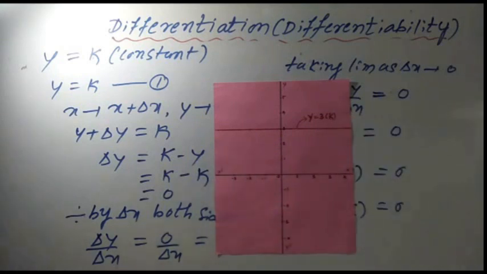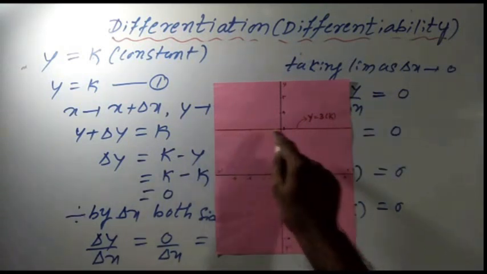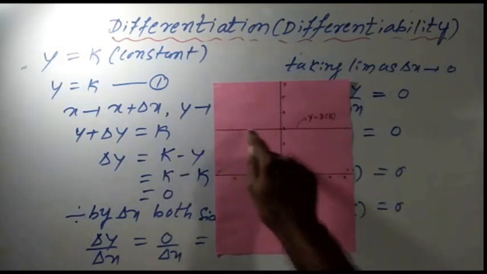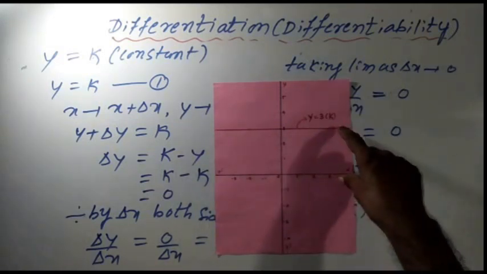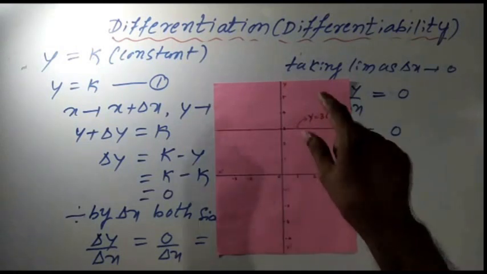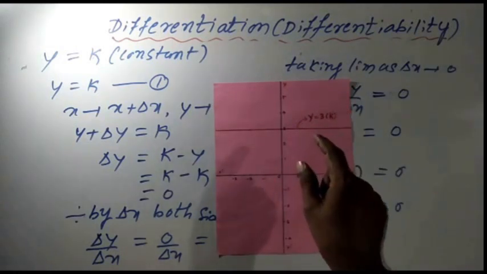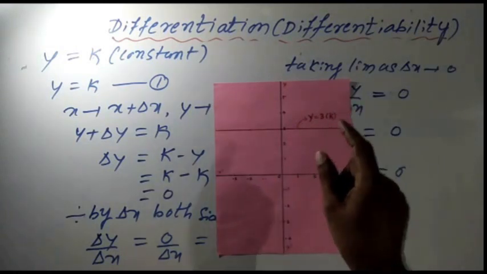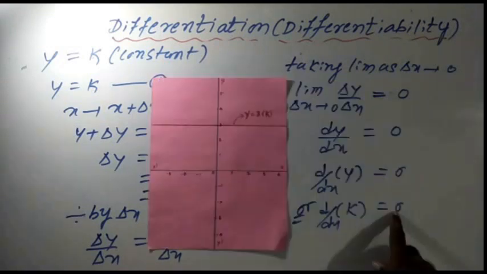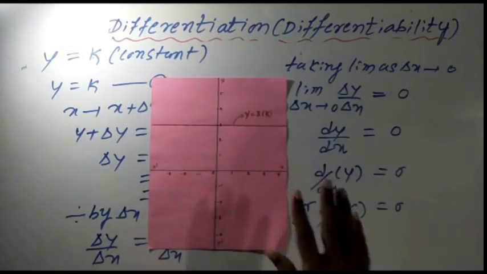Draw the tangent to the curve at any point on this line. It must and should be parallel to the x-axis. Means the slope of the tangent parallel to the x-axis is equal to 0. Derivative of any constant is equal to 0.